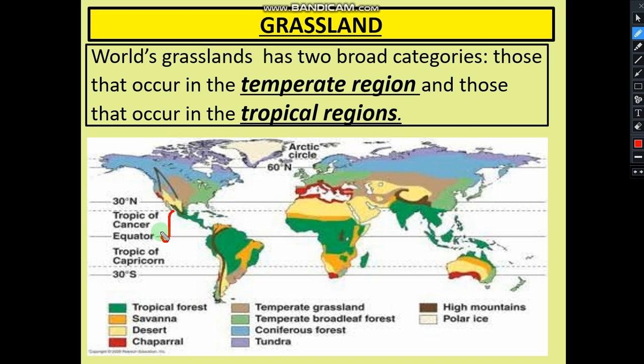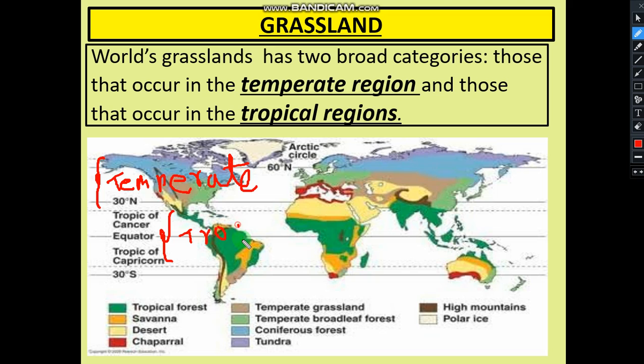From here to here, this is tropical area, and from the tropic of Cancer to the Arctic circle, these are important lines of latitude, as you already have read about these things in class 6, right? So this area is temperate grassland area. Temperate means the climate where it is neither too hot nor too cold. Such a region is known as temperate. Temperate means moderate, balanced.